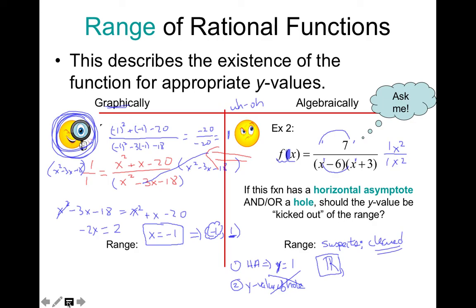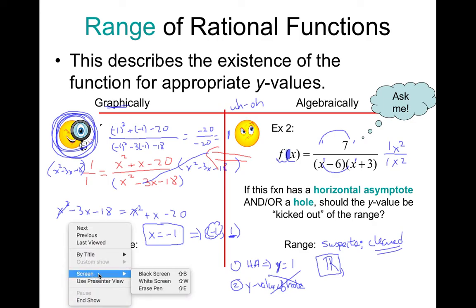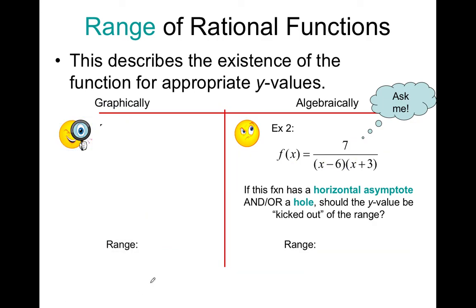Now let's look at this function. Example 2. What's my range? This time, what are my suspects? All right, ready. I still have no hole, but what's my HA? Remember, this is technically x to the 0. So I have an x to the 0 over a what?